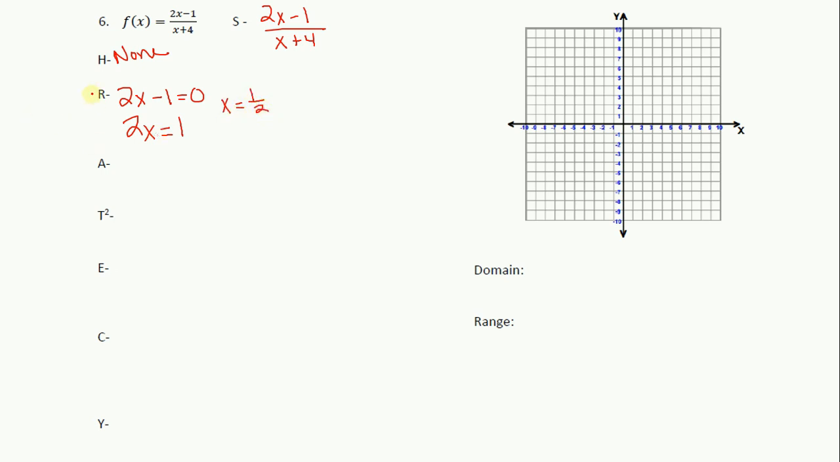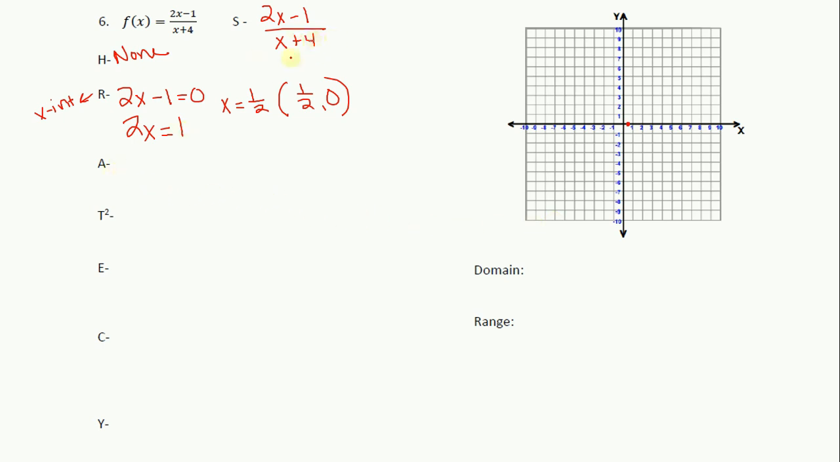Now remember, your roots are also your x-intercepts. So what I'm going to do is go 1/2, comma 0. Those are your roots. So I'm going to want to put a dot at 1/2, comma 0. Right there.